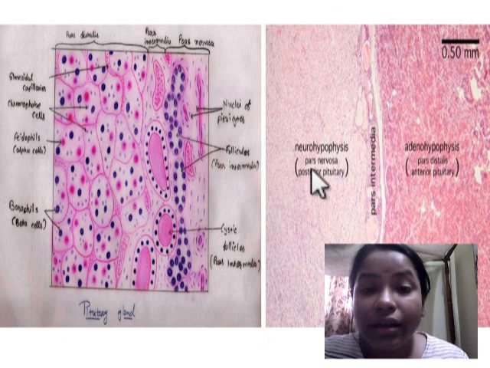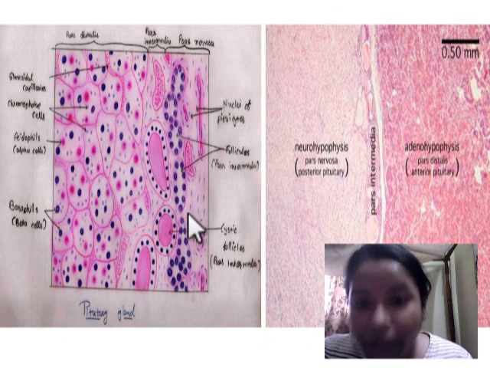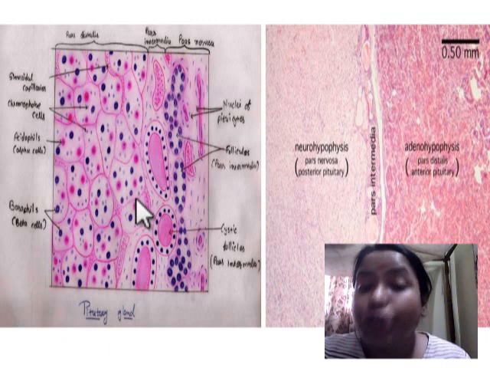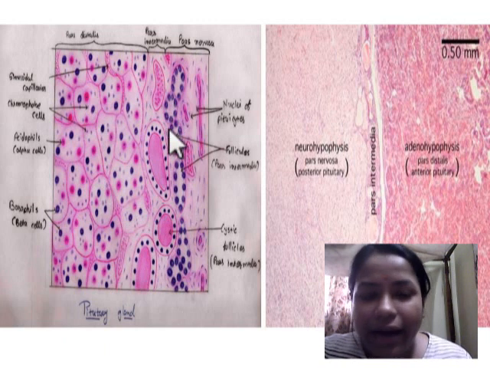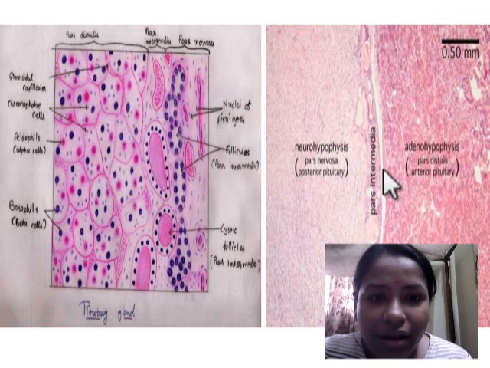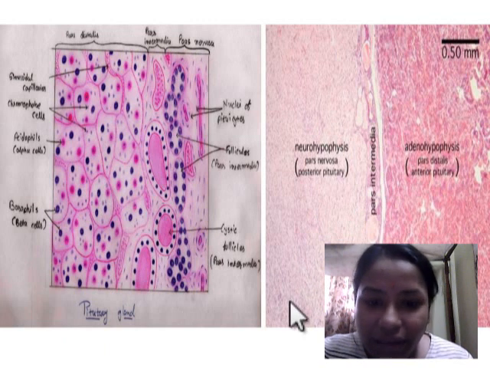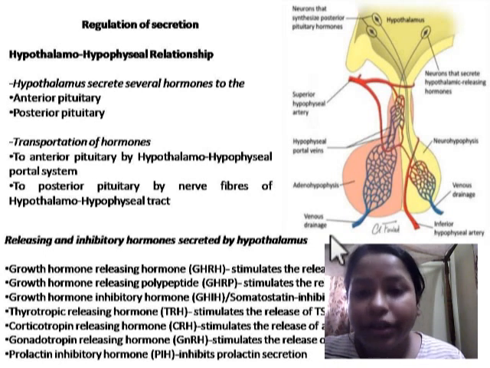See here, if we draw a diagrammatic structure of a tissue section of the pituitary gland, it will look like this, and if we focus in our microscope, we'll see the sections are like that only. Okay, now coming to the regulation of secretion part, we have the hypothalamo-hypophyseal relationship.